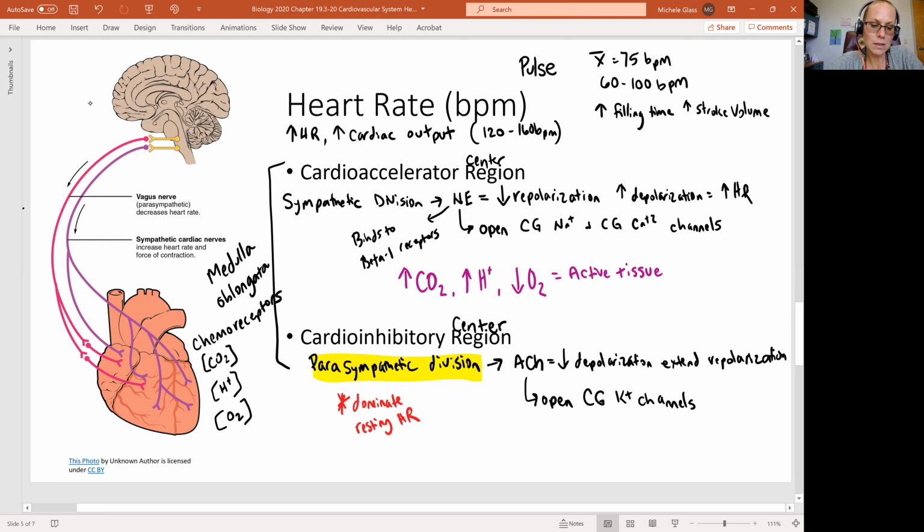So then we can expect to see the opposite in the case of our cardio inhibitory. So when our tissues are at rest and not very metabolically active, we get a reduction of carbon dioxide gas, a reduction of hydrogen ion, and you have more oxygen present in the body. And so this is more a mark of resting tissues.